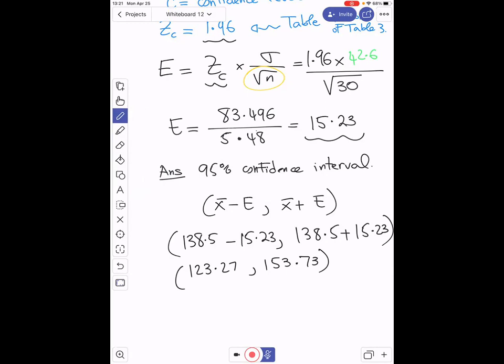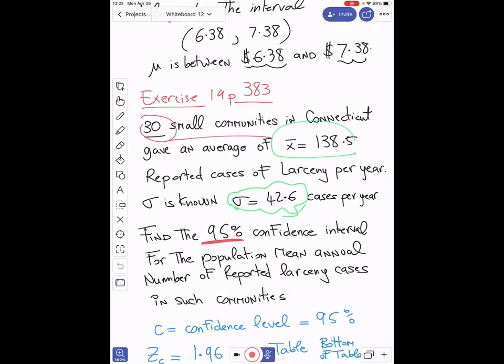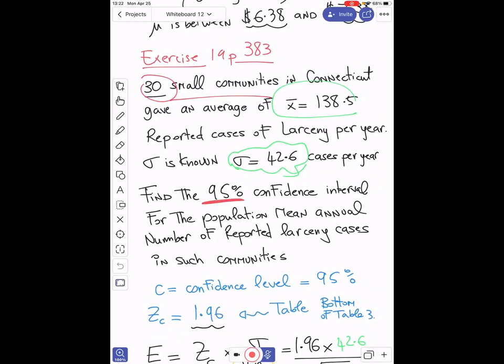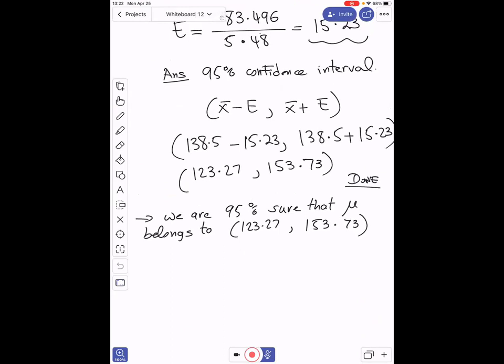So again, what we are saying here is the following. We are done. But what we are saying here, guys, is that we are 95% sure that the population mean mu belongs to the interval between 123.27 and 153.73. In other words, if you take all the small communities in Connecticut and compute the population average of reported cases of larceny per year, then it's between 123.27 and 153.73, right?